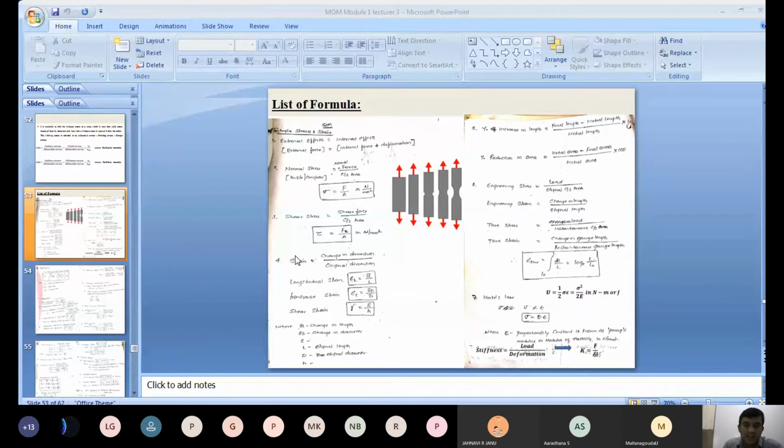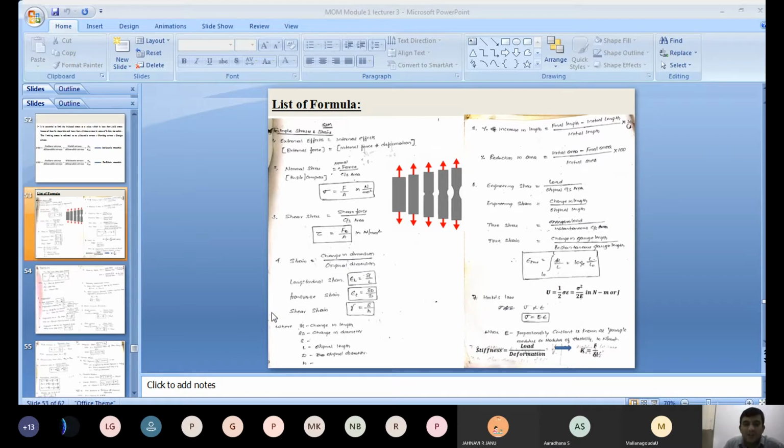Then we have three different strains. One is the strain occurring along the length of the bar, along the loading direction, which is called longitudinal strain. Longitudinal strain is the ratio of change in length to original length. The second one is transverse strain: if you apply load along the axial direction, the length increases. What happens to the other two dimensions? The dimensions decrease, in the transverse direction. Transverse strain is defined as the change in transverse dimension over the original transverse dimension.